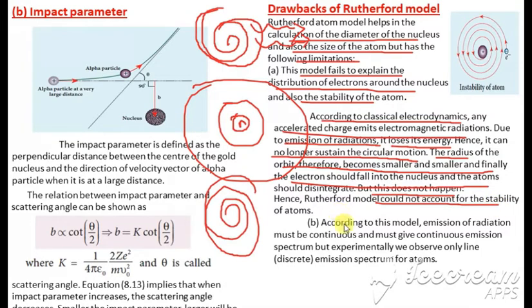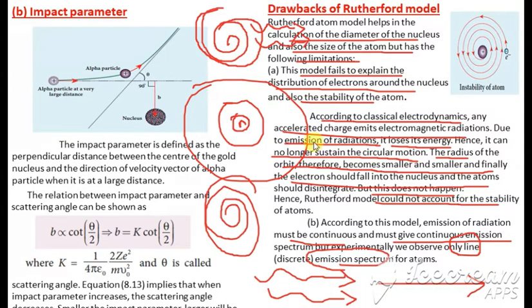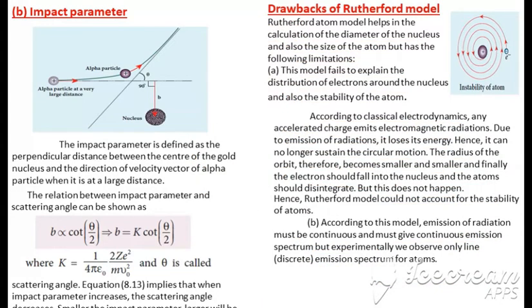Then the second one is, according to this model, the emission of radiation must be continuous and must give continuous emission. But a line spectrum is also possible. Line emission is also possible, whereas this model says only continuous emission will occur. So these are the drawbacks of Rutherford's atom model.